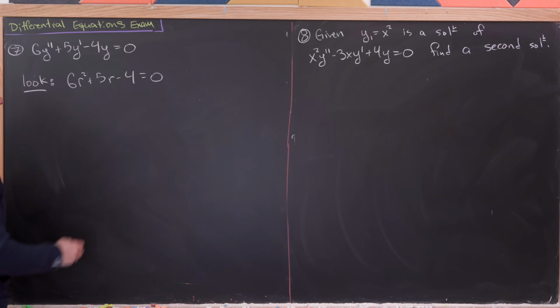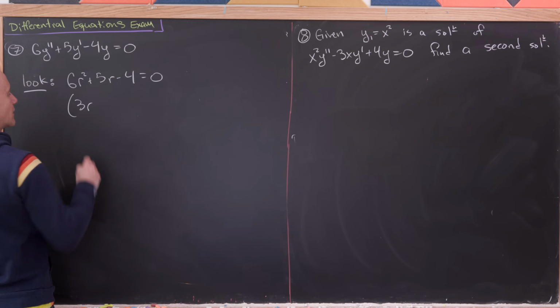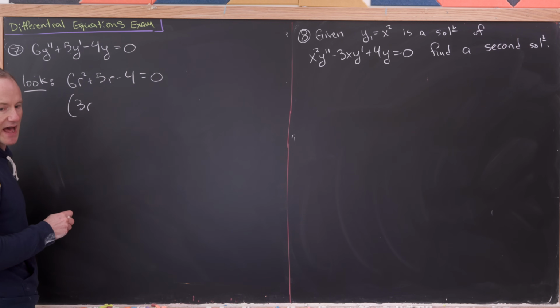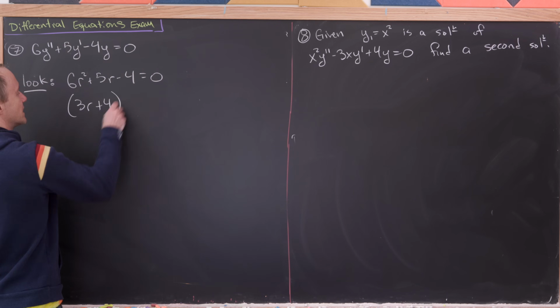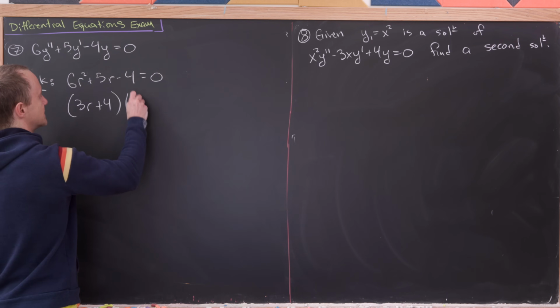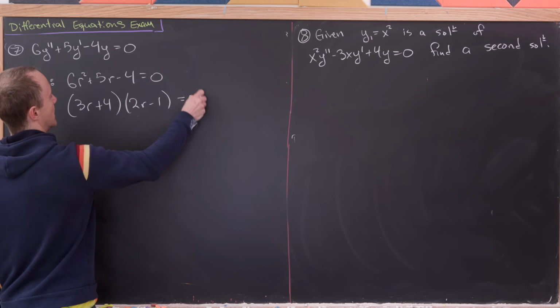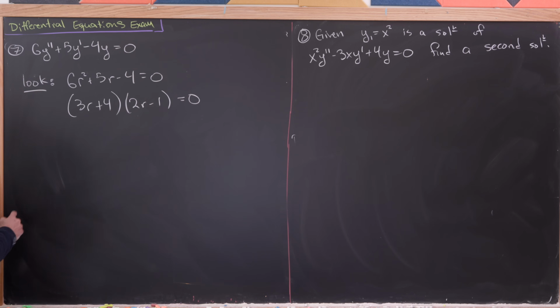So how does this thing factor? Well, you can play around with it a little bit, and you'll see that it factors as (3r plus 4) times (2r minus 1). So notice the cross terms here work out, if you will.